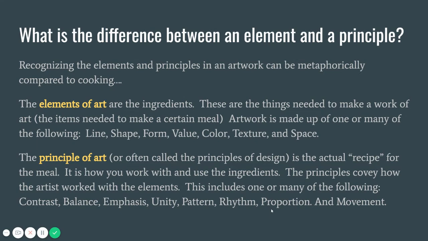You're going to boil the noodles, right? Then you're going to layer the noodles and put down a layer of ricotta and then more noodles on top and then tomato sauce and sprinkle mozzarella and then repeat. Okay, so the principles of art basically tell you how the artist took the elements and used them, how they prepared the work of art with the elements. So that is the difference between them.